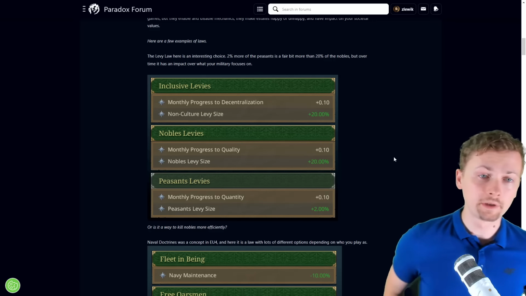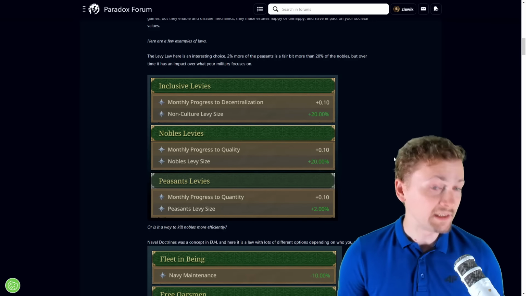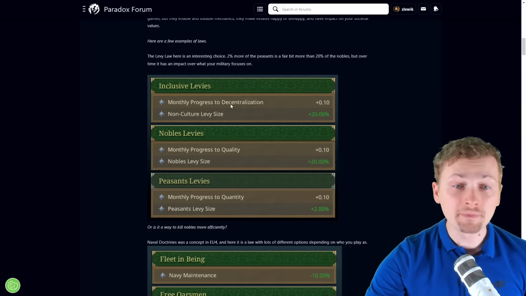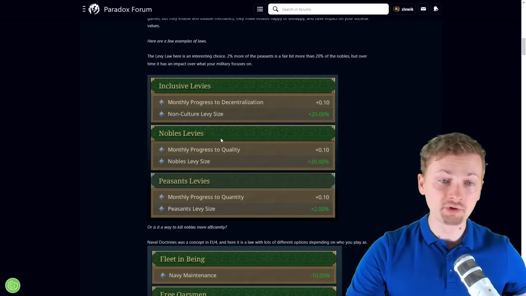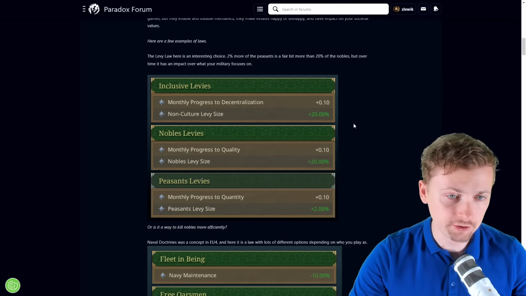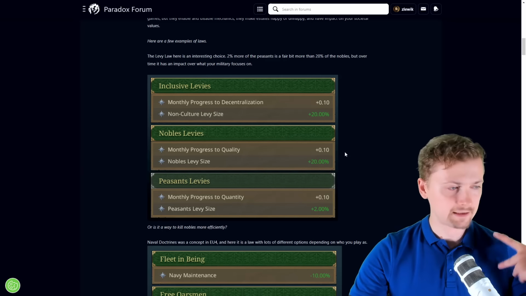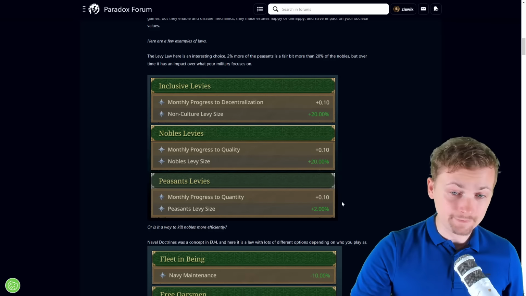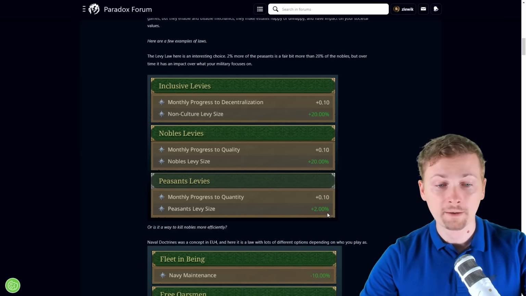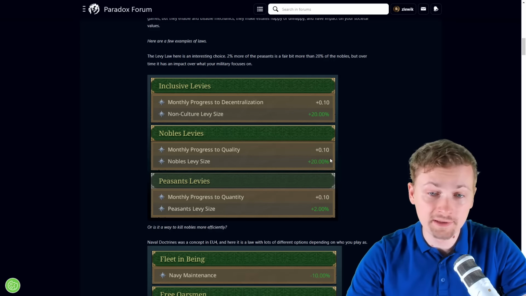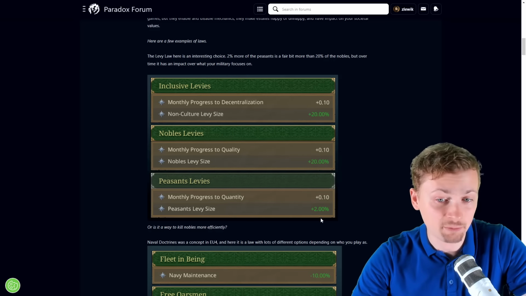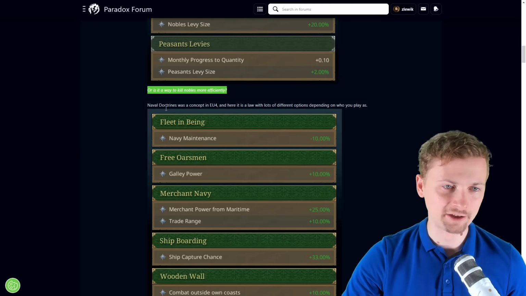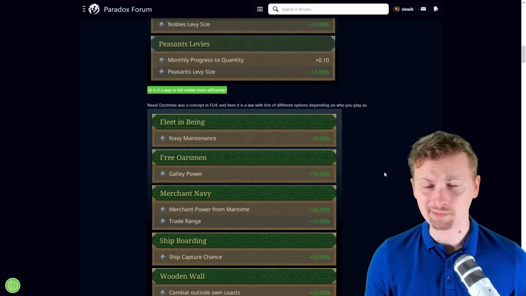Some examples? Well, you see some laws about your levies, where you have a choice between 3 policies. There's inclusive levies, that is increasing the amount of levies from different cultures. There's noble levies, that is giving you more levies from your nobles. And there's peasant levies, that is giving you more peasant levies. But you see, 20% of nobles, in most cases, would actually be much less than 2% of the peasants. And I love this comment: is there a way to kill nobles more efficiently?